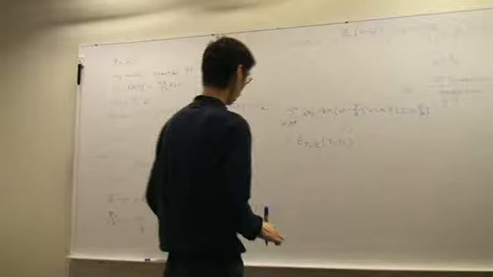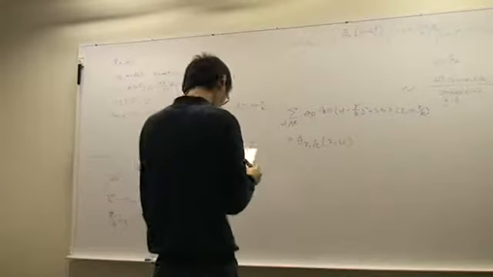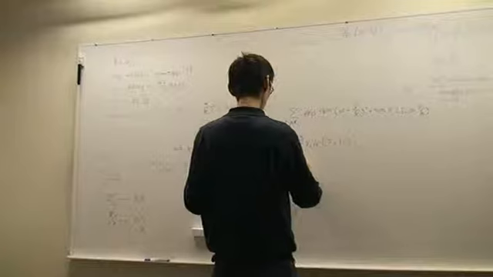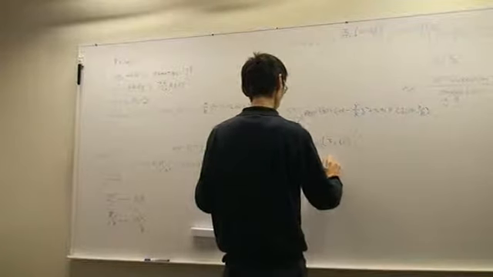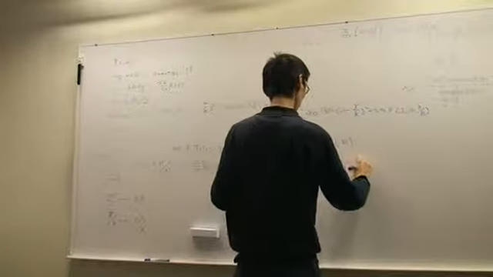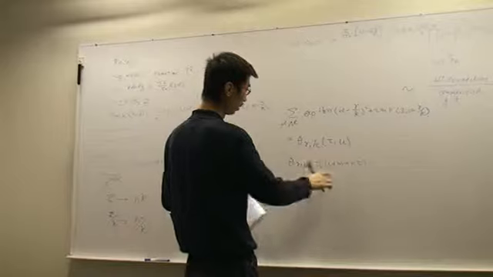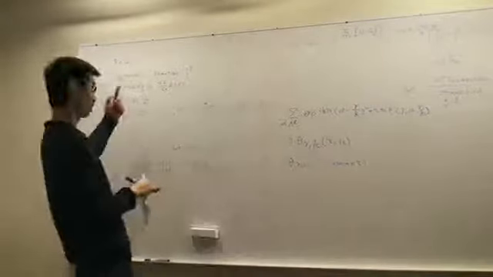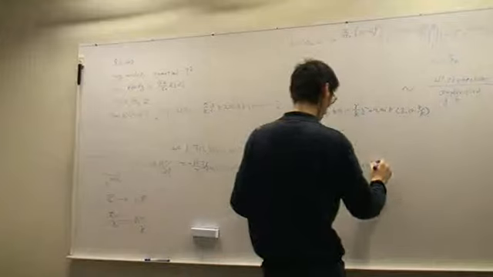Now, what's the periodicity of this function? It's given by that. So it's periodic if you shift by an integer, but if you shift in this direction, it picks up an extra phase.